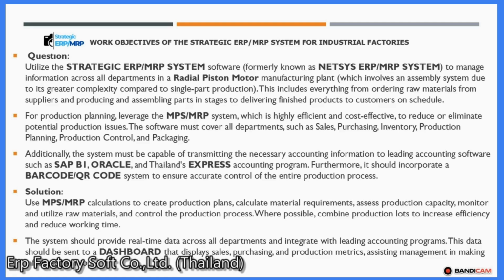From ordering raw materials to manufacturing and assembly of parts in each step, until the delivery of finished products to customers on schedule, by planning production with high-performance MPS and MRP systems. To reduce costs, reduce or eliminate production problems that are found, the system must cover all departments such as sales, purchasing, inventory, production planning, production and control, packaging, and others.